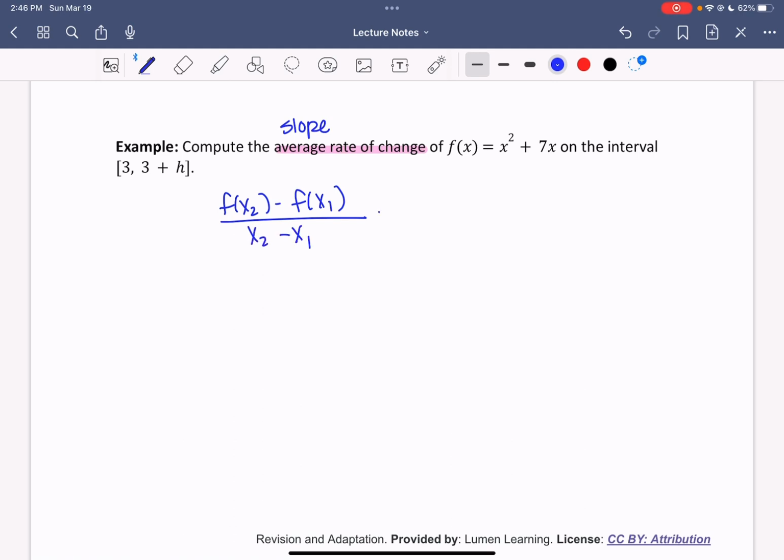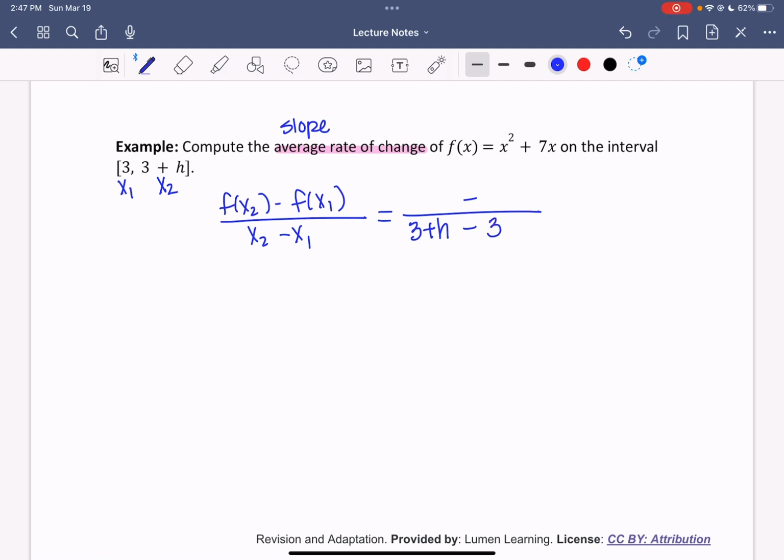Then I need to think, what do I need for this formula? Well, in the interval, this is giving you your x1 and your x2. So I'm going to go ahead and plug those in. That's 3 plus h. Now I have minuses in here from the formula, and then a 3 here.